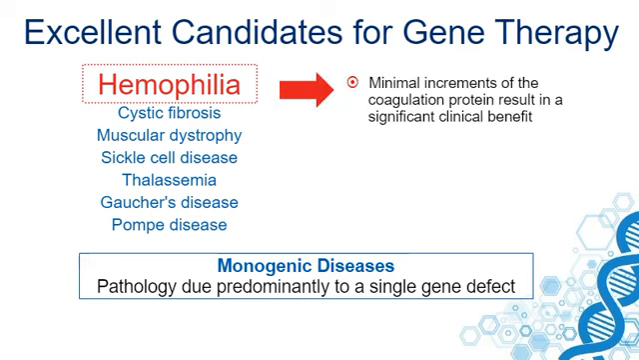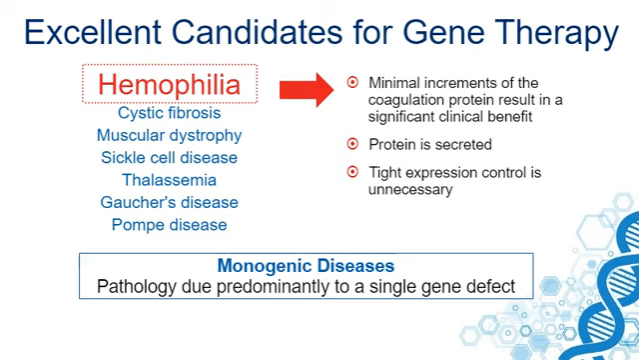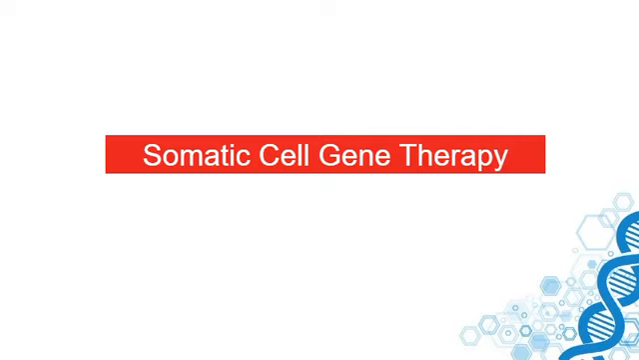Hemophilia is there because we know that small increments in clotting factor protein produce significant clinical benefits. The protein is secreted from the cell, therefore it just needs to get into the circulation. Tight expression of the protein is not required. And we have very good animal models in which we can test these gene therapy strategies in mice and in large animals.